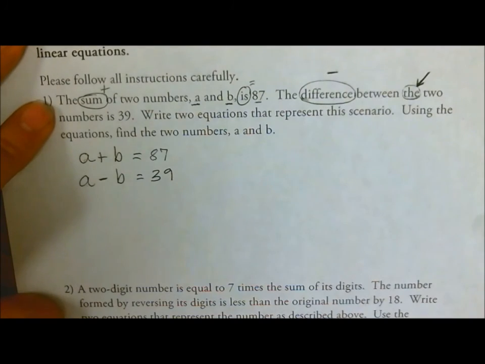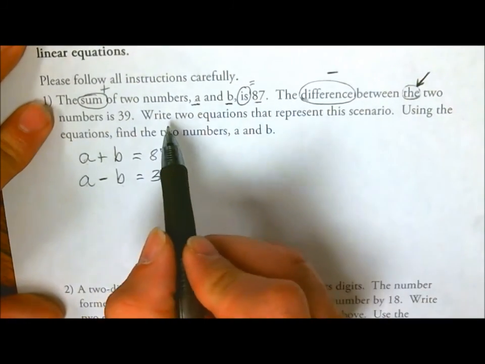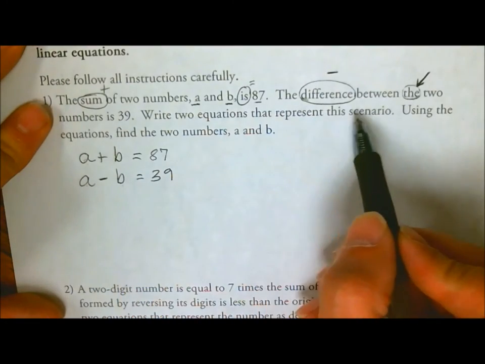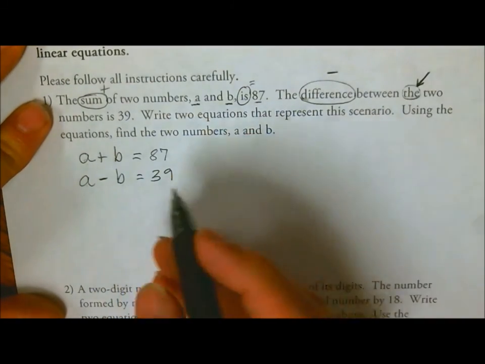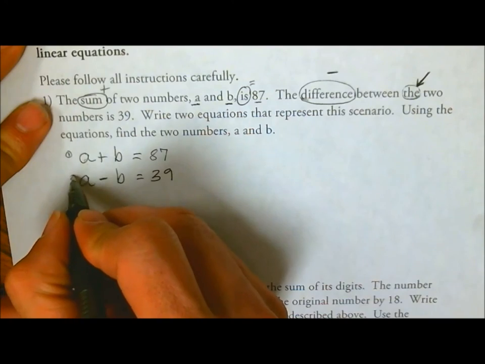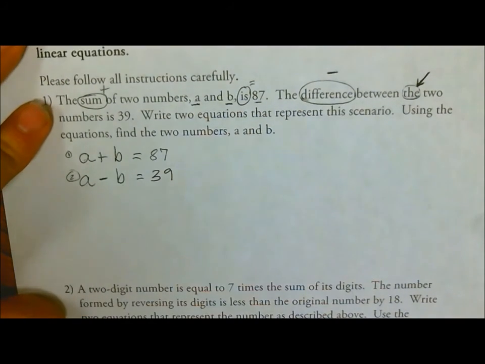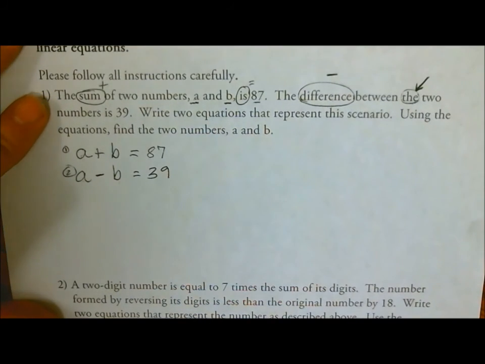So I've got these two equations written down, and now I'm going to read the next instruction. It says write two equations that represent this scenario. Ha! I've already done it. There's the first one, and there's the second one. I've already written those two equations, so I'm set and I'm happy.